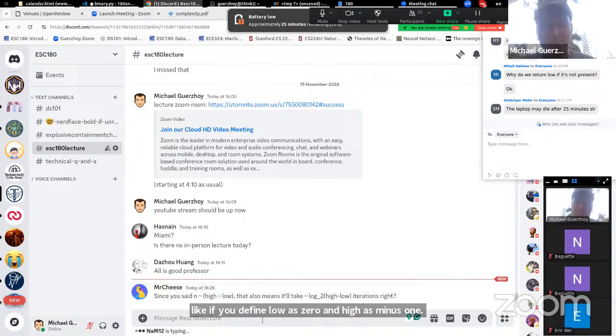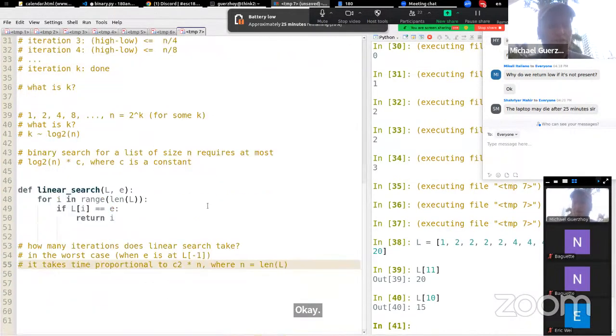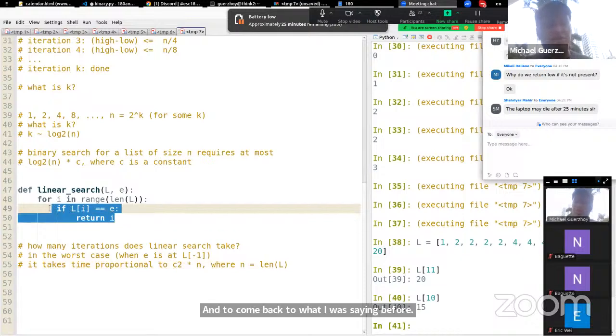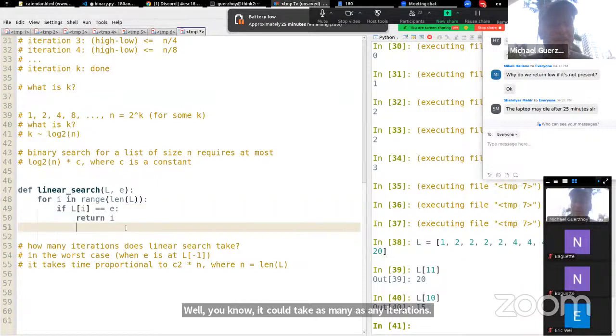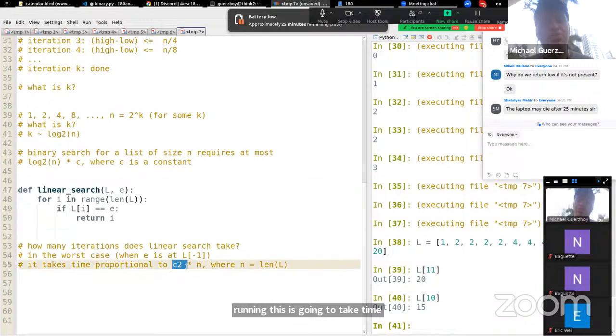All right, someone's typing another question in the chat. Okay. So to come back to what I was saying before, how many iterations does this take? Well, it could take as many as n iterations. So that means that running this is going to take time that's proportional to C2 times n.